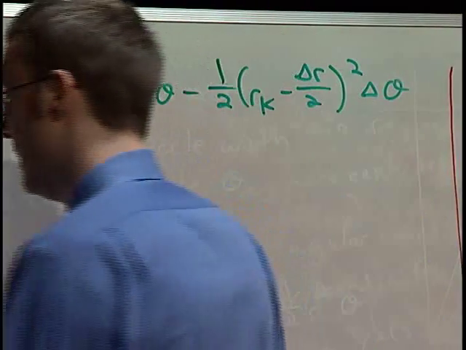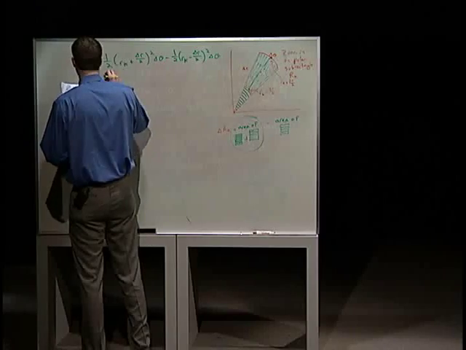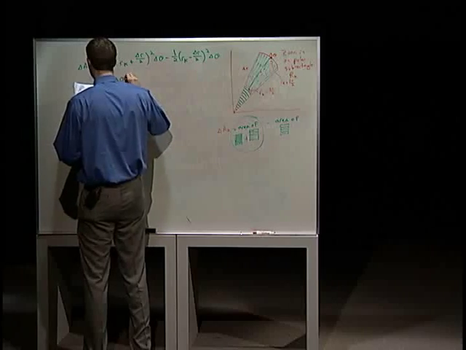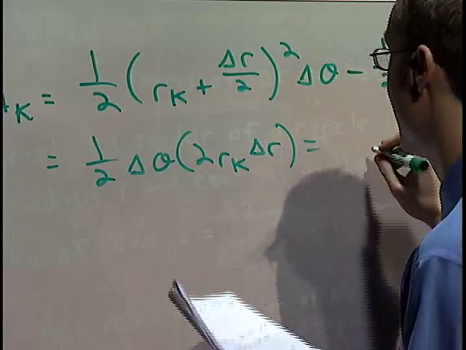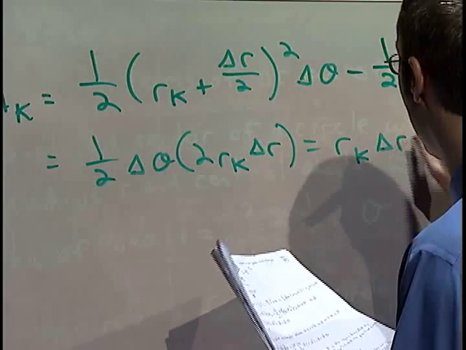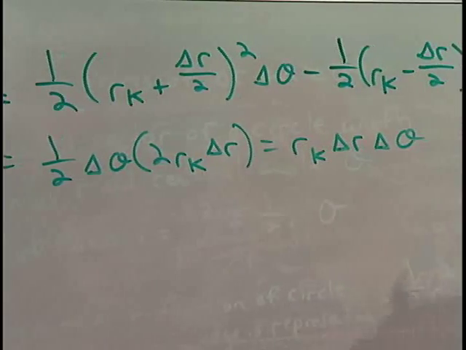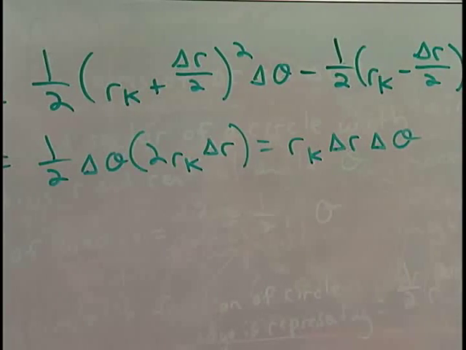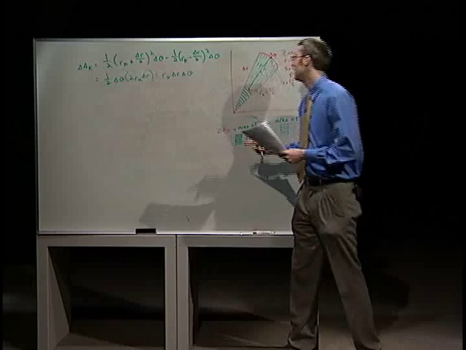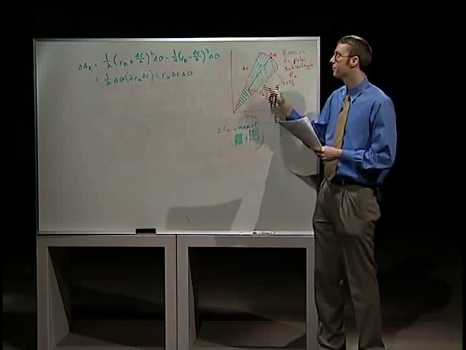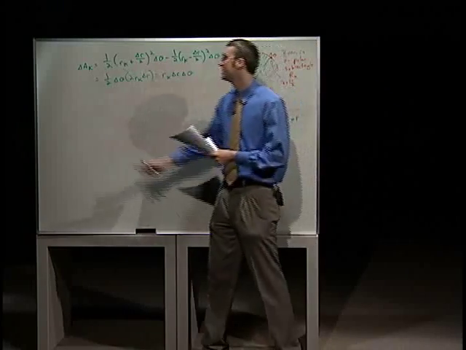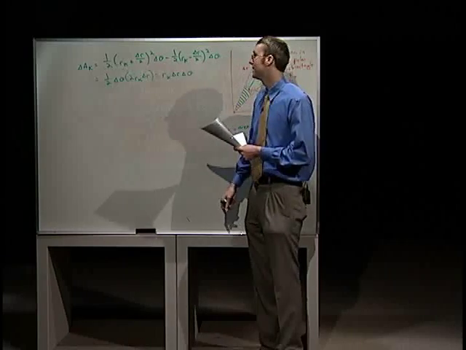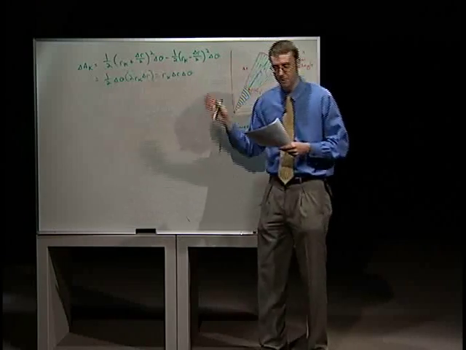And then let's see here. If you do stuff with this, what do you get? You get 1/2 delta theta times 2 r sub k delta r. And if you mess around with that a little bit, you get r sub k delta r delta theta. That is the expression for delta A sub k, the change in area. It's the radius of this central point times the change in r times the change in theta. This is important because our whole goal was to get delta A sub k in terms of delta r and delta theta, which we've done.